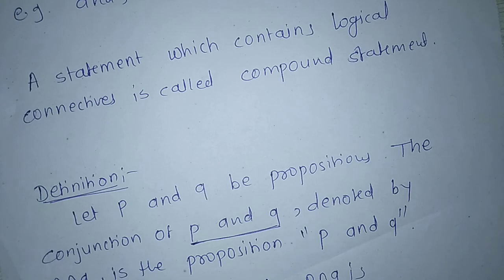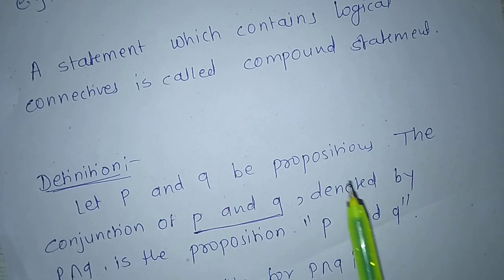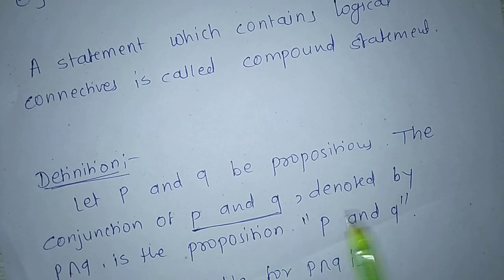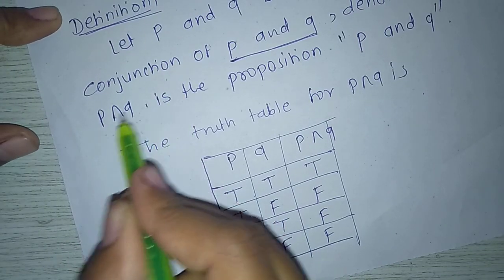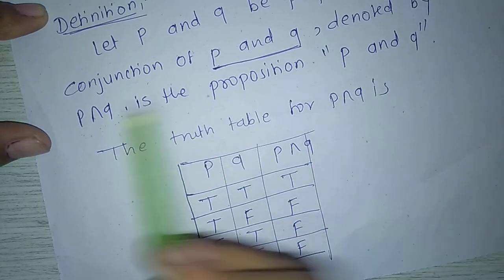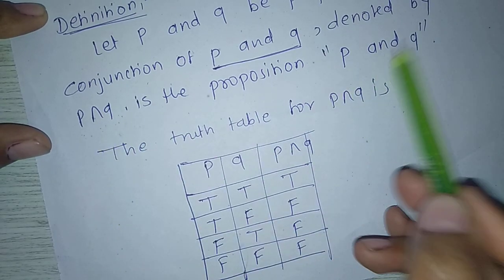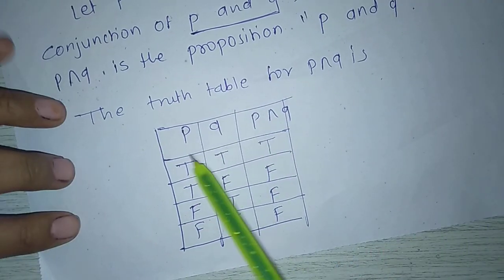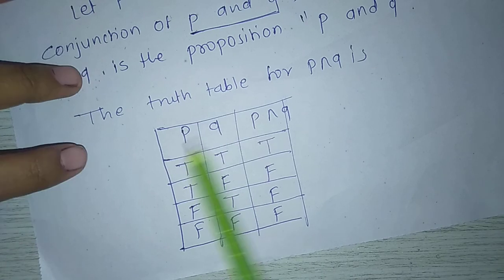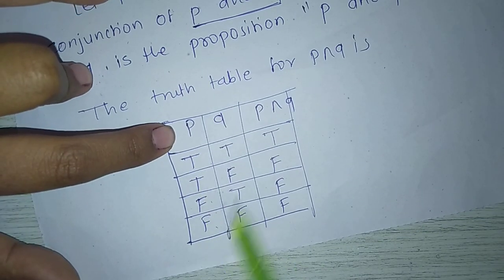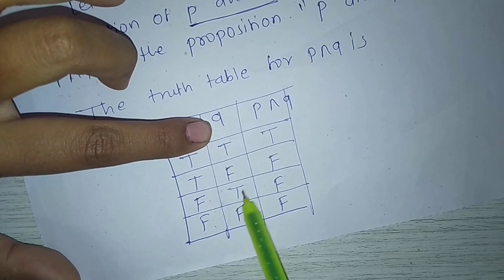Next, definition: let P and Q be propositions. The conjunction of P and Q, denoted by P ∧ Q, is the proposition P and Q. Read this as P and Q. The truth table for P and Q is: first write two propositions P, Q. In the P column write T, T, F, F. In the Q column write T, F, T, F.